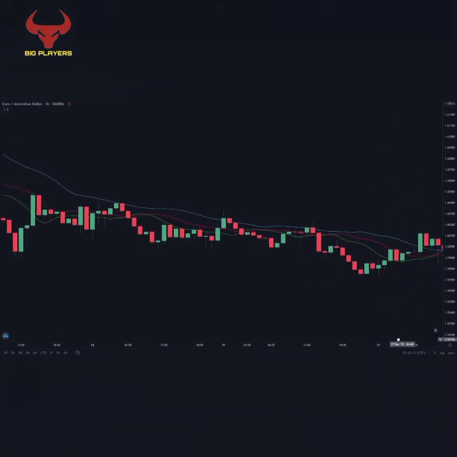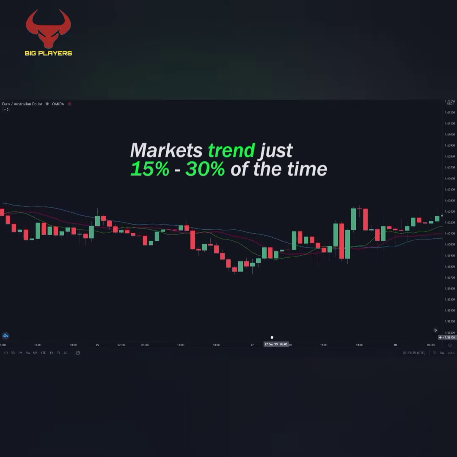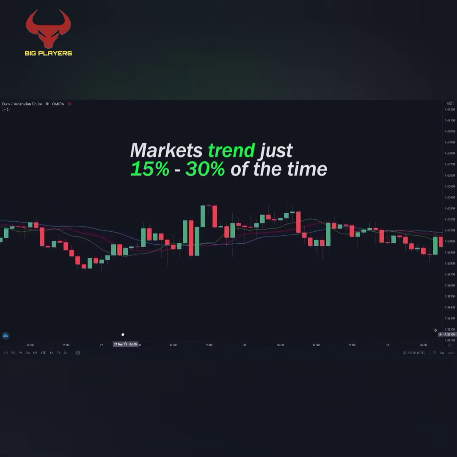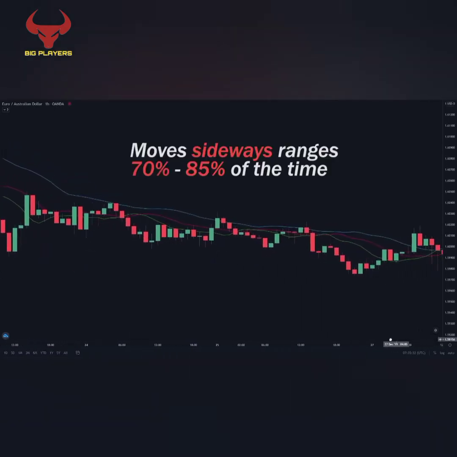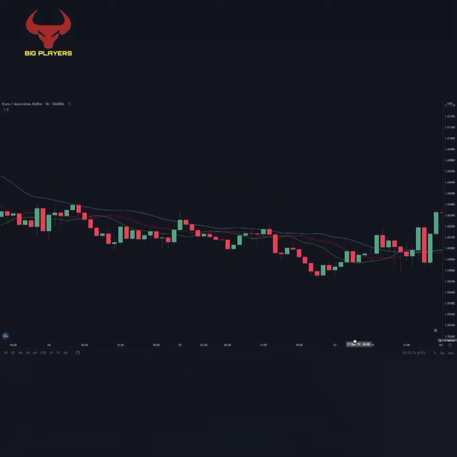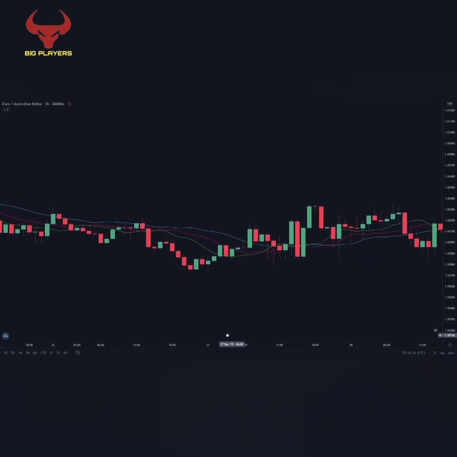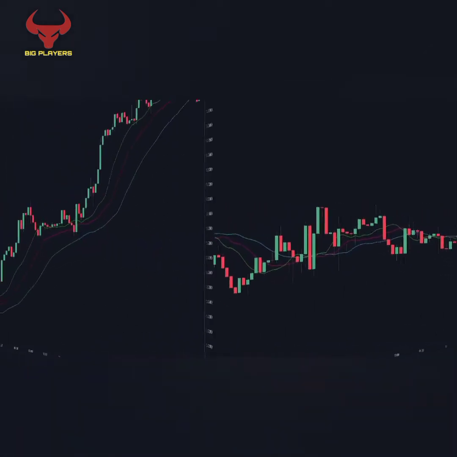Sometimes the market is stagnant and flat. In fact, research shows that the financial markets and individual securities trend just 15 to 30% of the time, and going sideways ranges at 70 to 85% of the time. Ranges and sideways movements are very bad in trading. In fact, most trading losses come from when the market is in a range and does not have a clear trend.